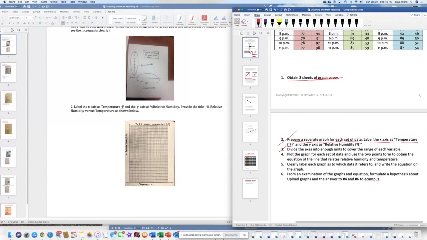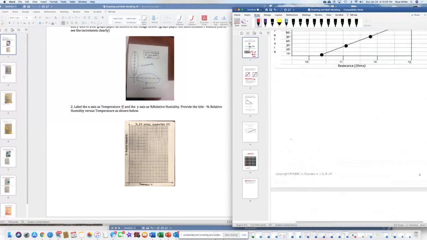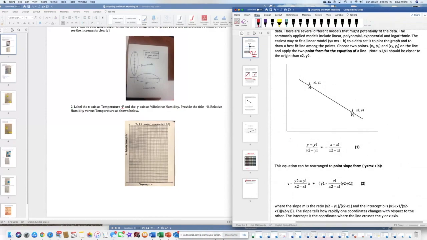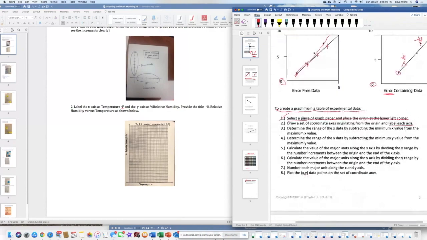But then they say plot the graph for each set of data using the 2-point form. There's a lot more I have to do before I get here. This is where I need the other set of instructions. I didn't write this, so I cannot move things around, but these instructions here help you to plot it. So then I'm going by this, right?